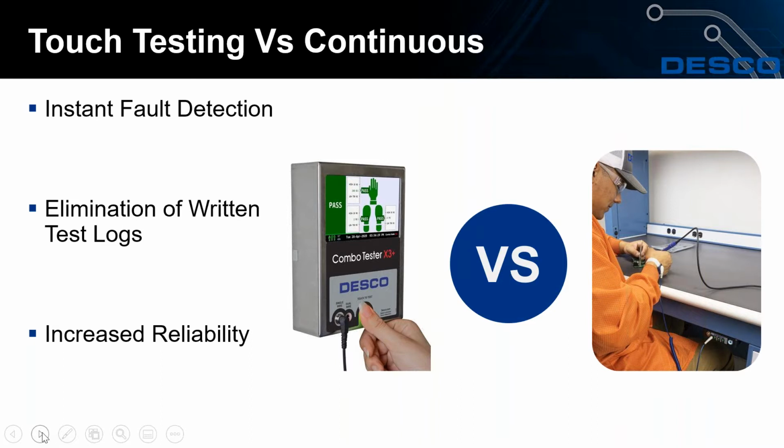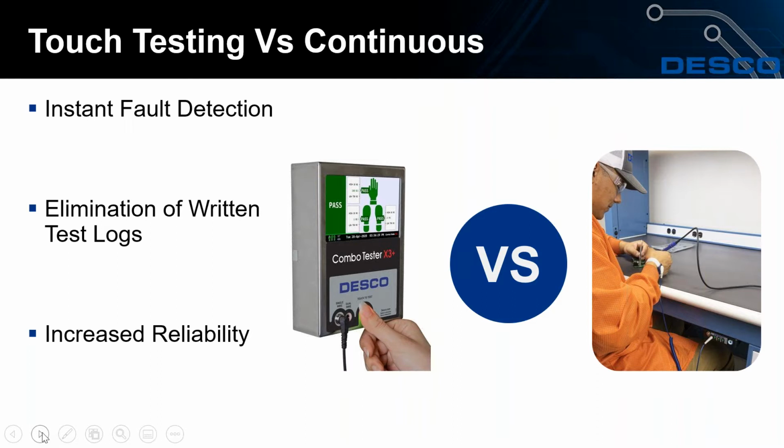Another benefit of continuous monitors, or a great time saving feature, is that when you use continuous monitors, the ESD Association standard allows you to not keep a written test log anymore. When you use touch testing, you have to write your name, date, etc., and record a pass or fail. But with monitors, I don't have to do that anymore.